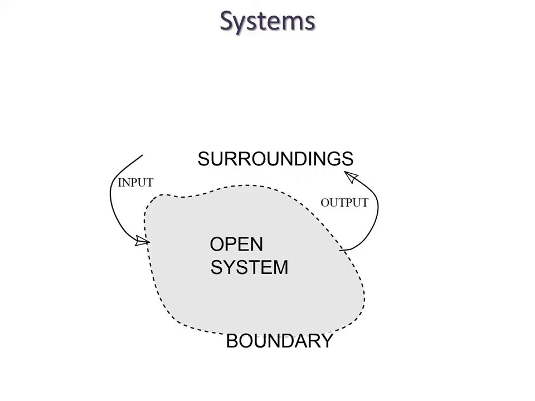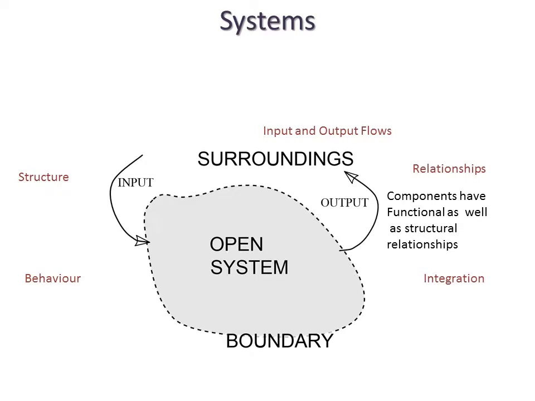Let's have a quick look at a model of a system. Here we're looking at open systems, and the systems have input and output flows representing exchange. In our case, we're interested in the exchange of information with its surroundings. The characteristics of a system are that they have behaviour and structure, input-output, integration, and functional and structural relationships.